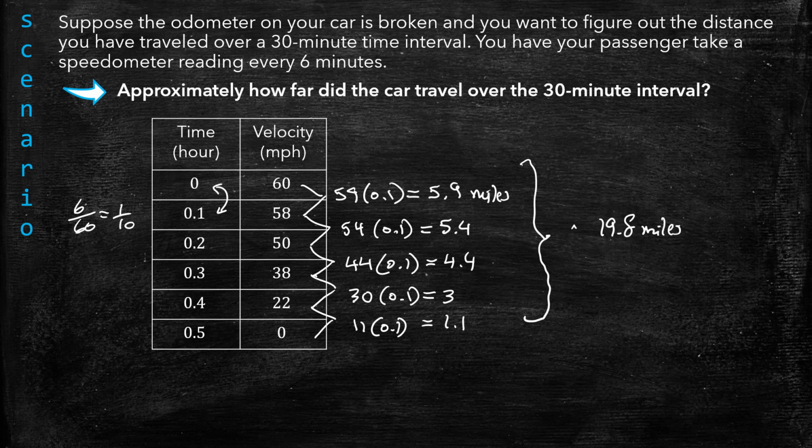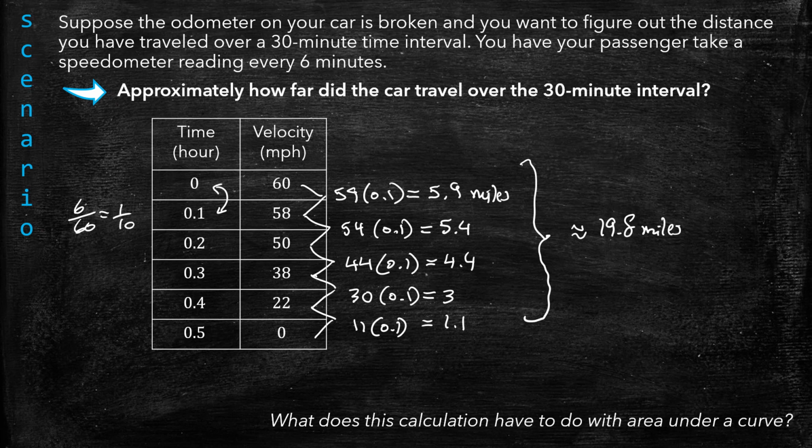Well, approximate distance. We don't know the exact distance because we had to pick a speed for each interval, and we chose the average speed. But it's pretty accurate. Maybe we went around 20 miles. It's pretty close. So the question we might ask is, what does this calculation have to do with area under a curve, which is what this video is all about? And we'll find that out in the next slide.